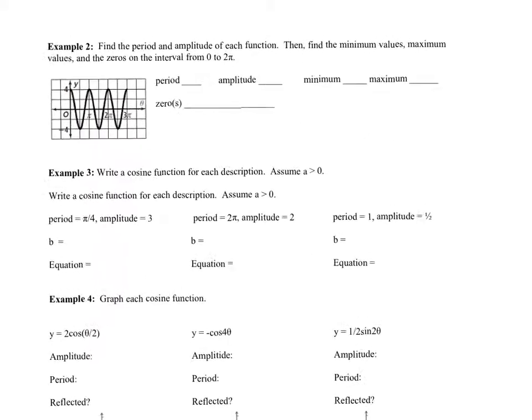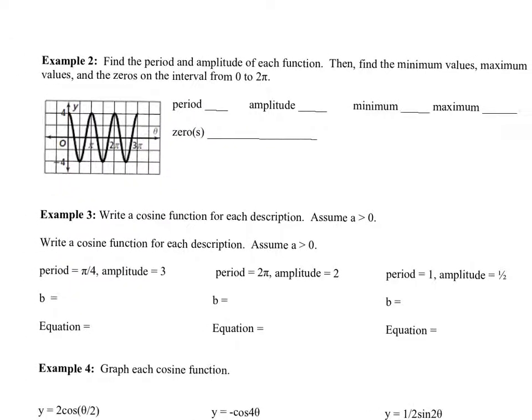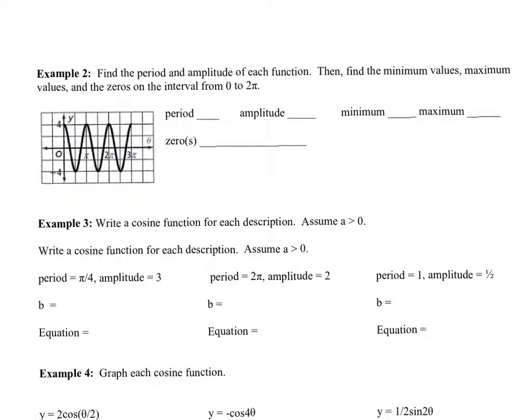So for example 2, find the period and amplitude of the function. Find the minimum values, the maximum values, and the zeros on the interval from 0 to 2 pi. Because remember, this function goes forever to the right and left, so we're actually restricting it to 0 to 2 pi. So we're going from looking at here to here. So the period of our function is pi.